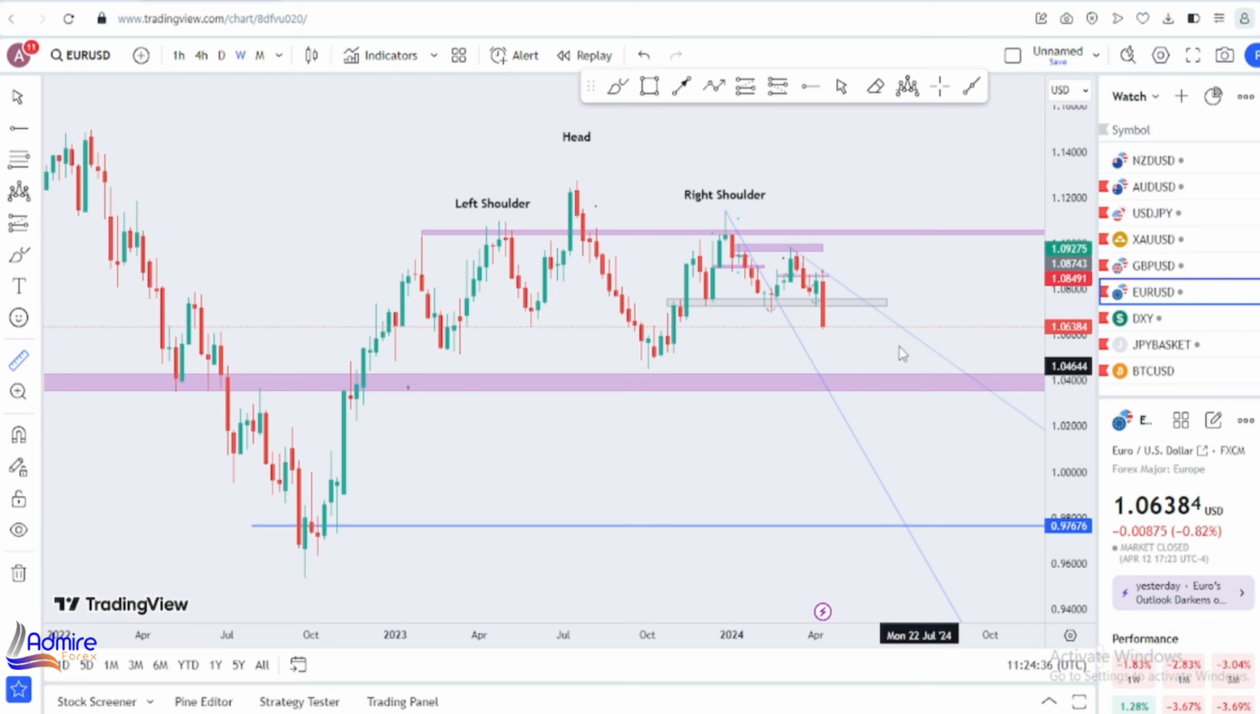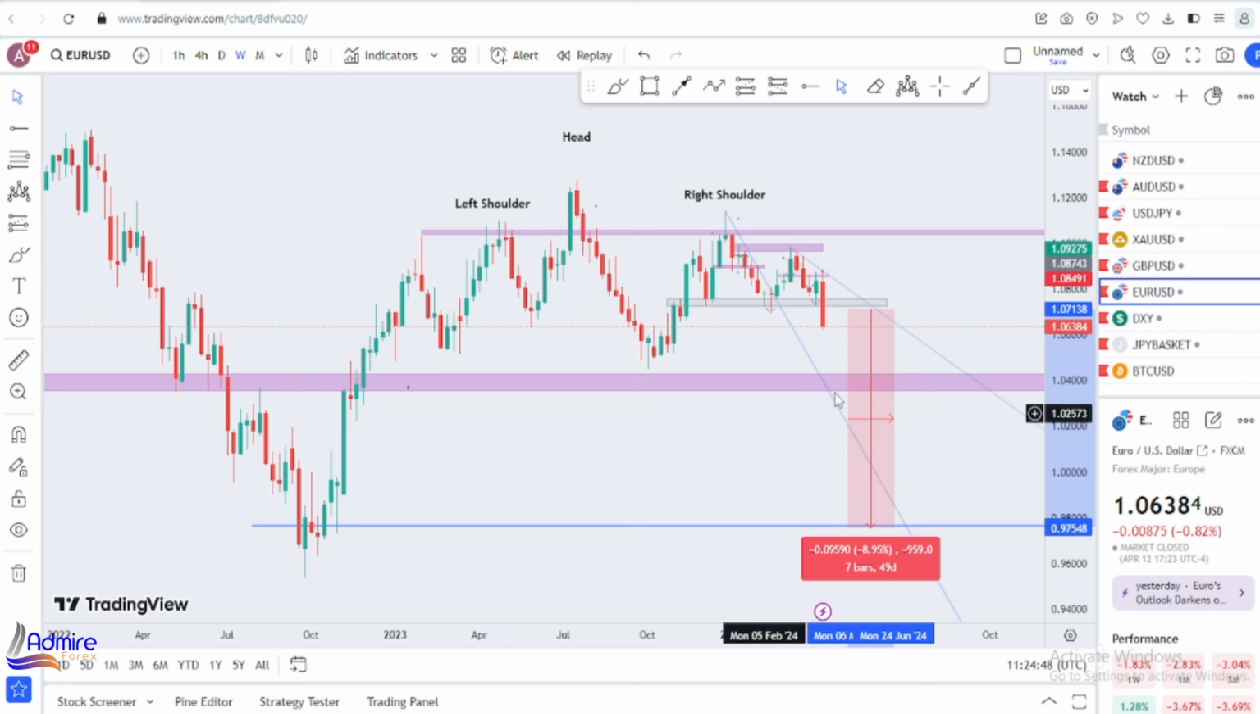We should be seeing almost a 1,000 pip drop. That's why I tell you guys, we predict 1,000 pips into the future. Almost 1,000 pips drop, bearishness all the way to the downside. So you heard it here first, guys. Whatever strategy you're using, you can take trades off these areas.